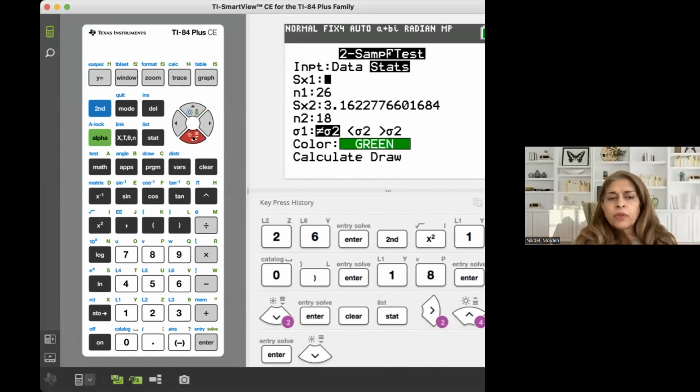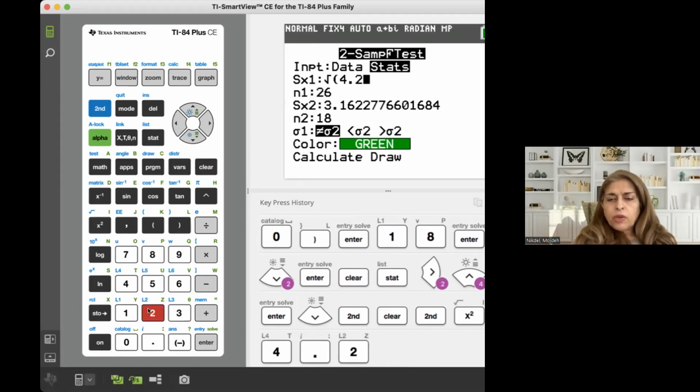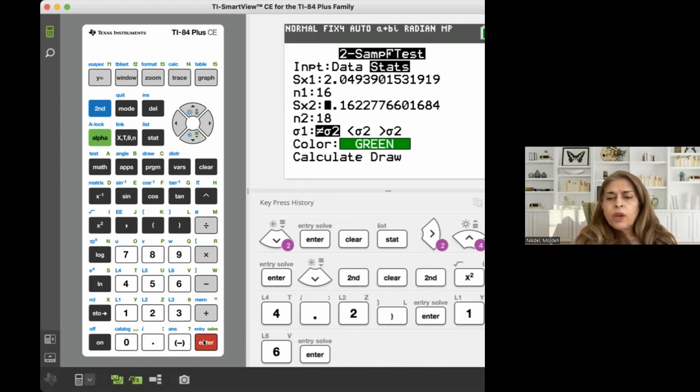What is S sub 1? Remember, I switch groups. So the male group is group 1. So I said square root of, I'm going to clear this, square root of 4.2. What is the sample size for the male group? 16. What is the standard deviation for the female group? Square root of 2.3.